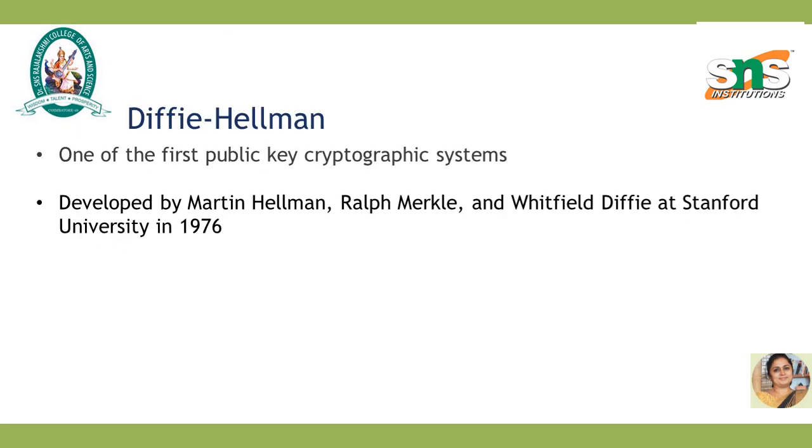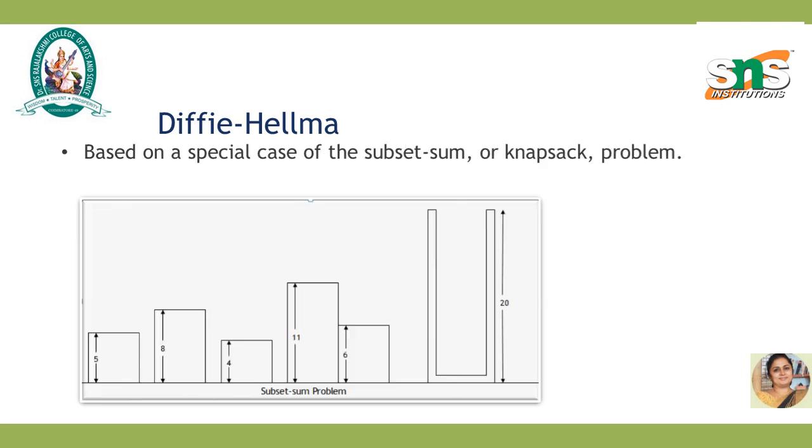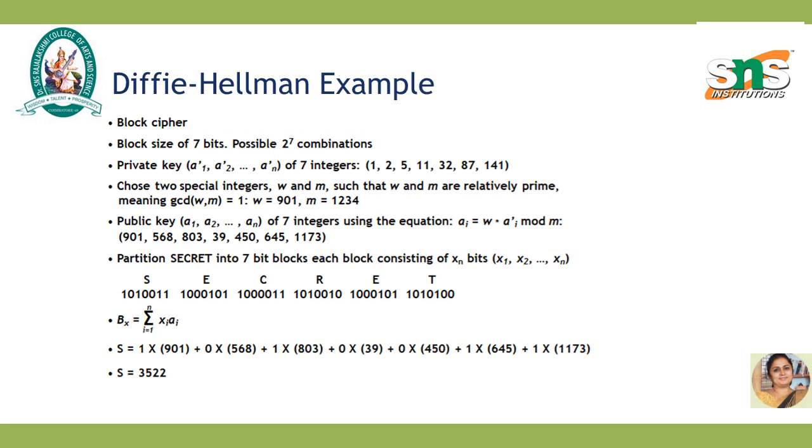Next is Diffie-Hellman, which uses a public key. It is one of the first public key cryptographic systems. It was developed by Martin Hellman, Ralph Merkle and Whitfield Diffie at Stanford University in 1976. It is based on a special case of the subset sum or knapsack problem.